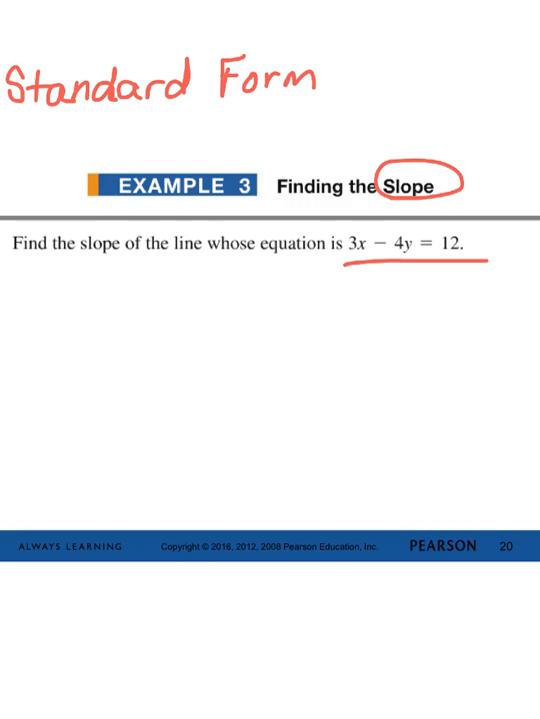Which simply means that the form of the equation is a times x plus b times y is equal to c, and a, b, and c are just numbers. It's the coefficient of the x and y terms and the value of the constant on the right-hand side of the equal sign. And since all we really want to do is find the slope of that line, what we could do is take that equation in the form that it's in and change it into slope-intercept form.